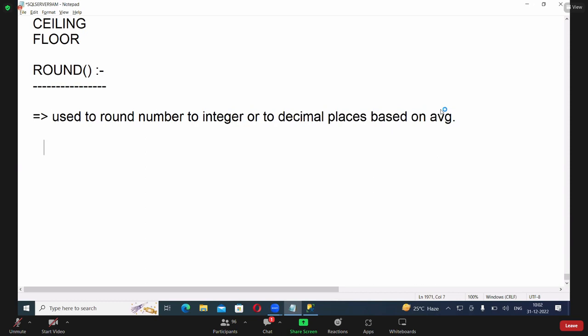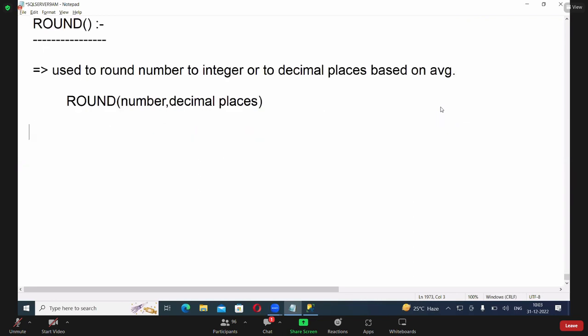Okay, then. So, how to use round? Next one, number. Next one, what? Decimal places. Round number, comma, decimal places. Round number, decimal places. Okay.